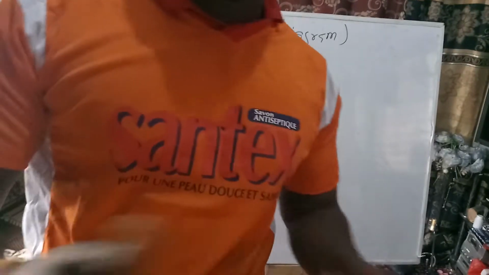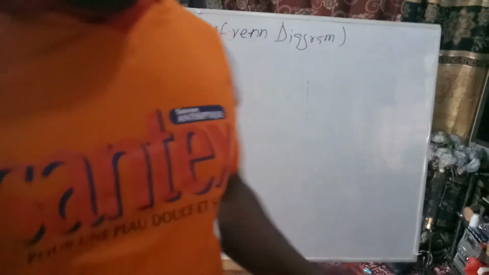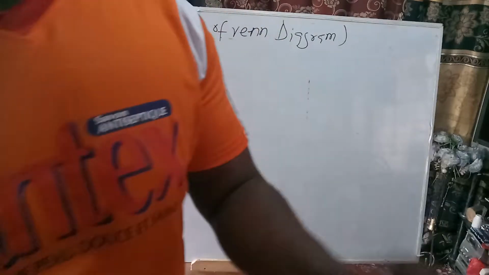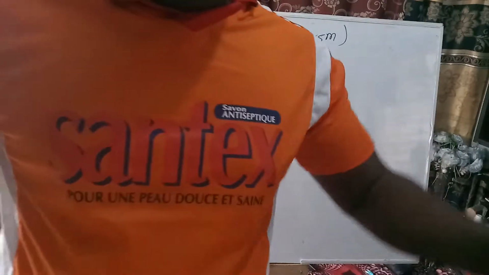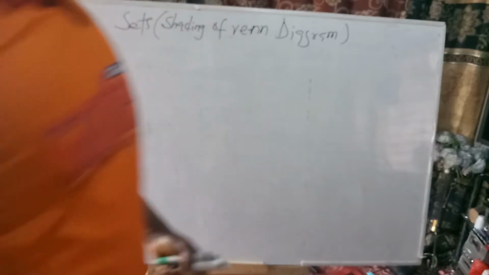We are actually going to talk on an aspect of set, that is shading of Venn diagrams. When we talk about a Venn diagram, it's simply a diagram that shows mathematical application, or a diagram that shows the result of mathematical dealings. Okay, so let's quickly start.